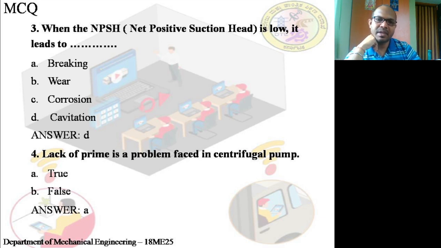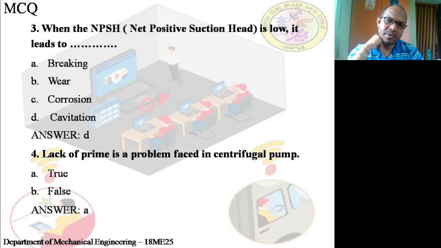Lack of priming is a problem faced in centrifugal pumps. Yes, it is true. Priming is very much necessary. The priming is done to remove the cavitation. If you are not doing the priming once in a while for the centrifugal pump, then it will lead to cavitation problems. Is it clear? Lack of priming is a bigger problem with centrifugal pumps. It is true. So the answer will be A.